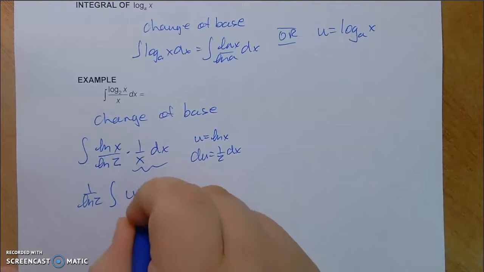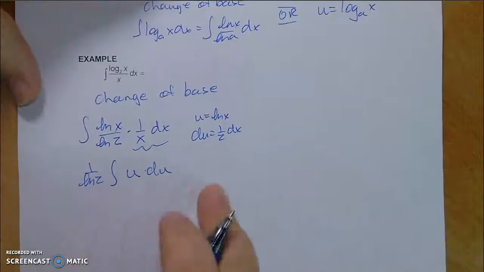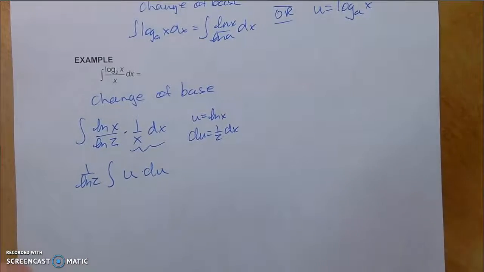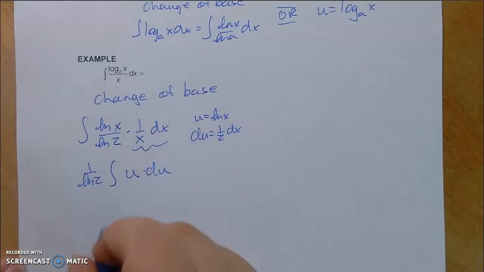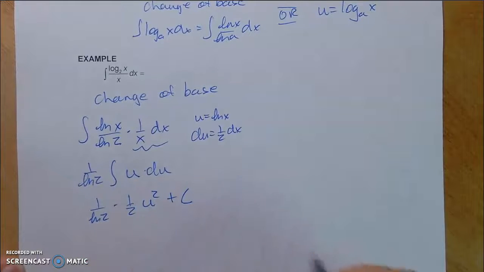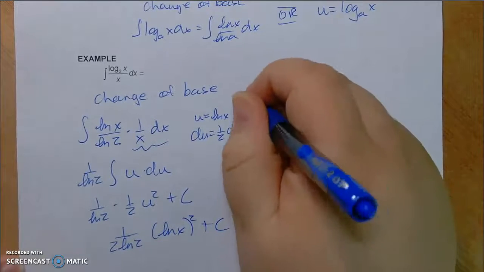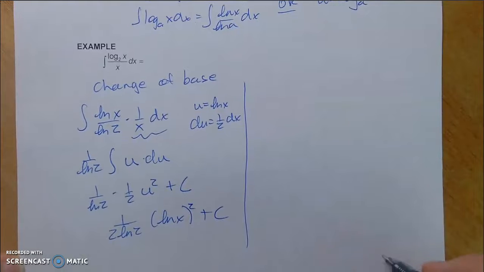This becomes du. Now we've got an interesting thing, because now when we integrate, it has nothing to do with logarithms or exponents. It is a polynomial. So we get the natural log of 2 in the denominator out here times 1/2 u squared plus c. Well, multiply those together, we get 2 natural log of 2 times natural log of x squared plus c. Okay, not pretty, but that wasn't too bad.